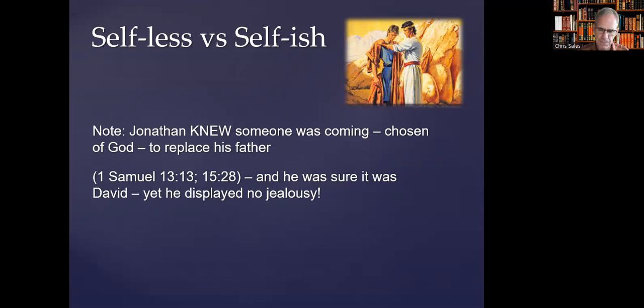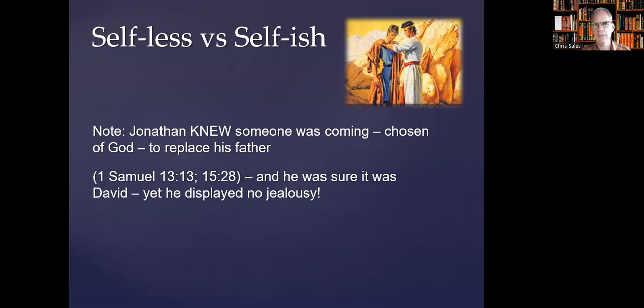But flip over the page. When he doesn't destroy the Amalekites as described, what does Samuel say to Saul on that occasion? Verse 28 of chapter 15. Samuel said unto him, the Lord hath rent the kingdom from thee this day, and hath given it to a neighbor of thine, which is better than you.